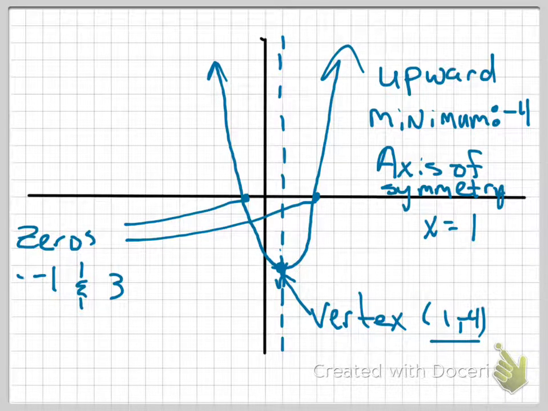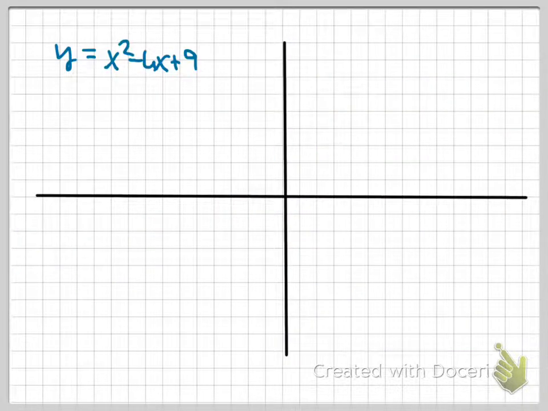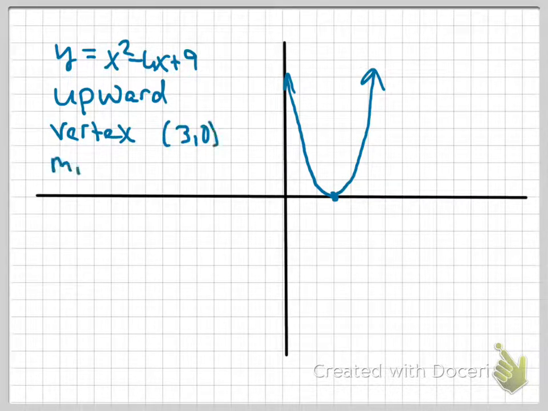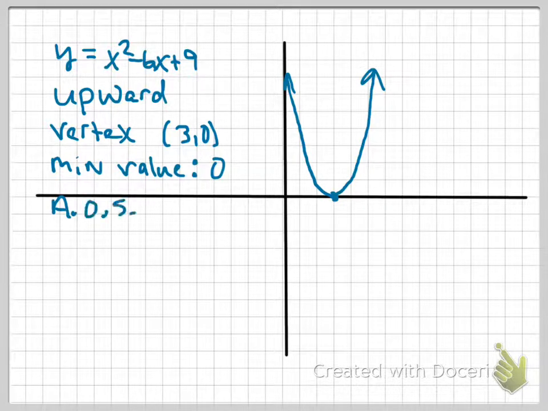Okay, so let's look at another example. Notice that I did this through a graph, so most of these will be through graphs. Even if I give you an equation, you could actually graph it and go from there. Here's another example: y equals x squared minus 6x plus 9. If you were to graph this, you would end up with a graph that looks something like this. As we can see, this graph again faces upward. It has a vertex at (3, 0), a minimum value of 0, and the axis of symmetry is at x equals 3.